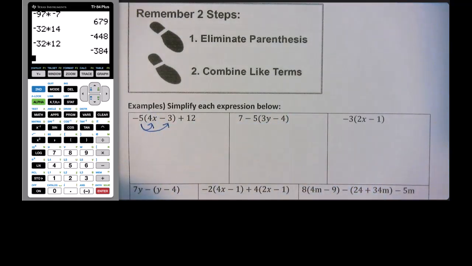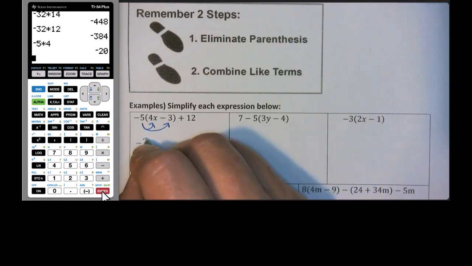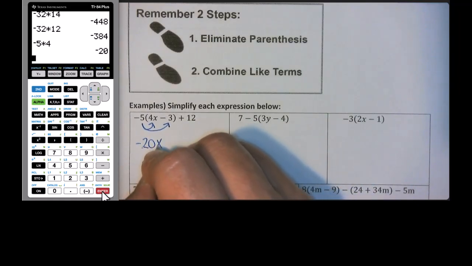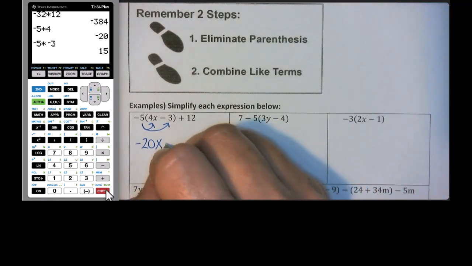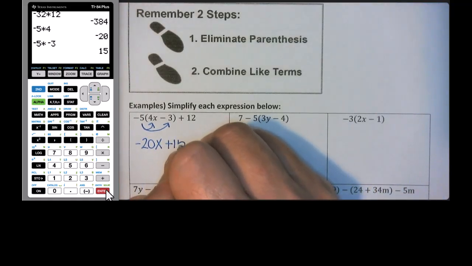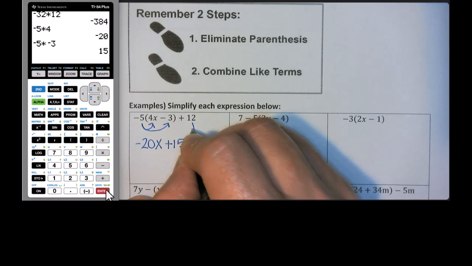So now that I'm ready to multiply, I can use my calculator. Okay, remember a negative number. So you press negative 5 times 4, and we get negative 20. Don't forget to write the x. And then we do negative 5 times negative 3. Don't forget the signs. And we get positive 15. Now the 12, we're just going to bring it down.